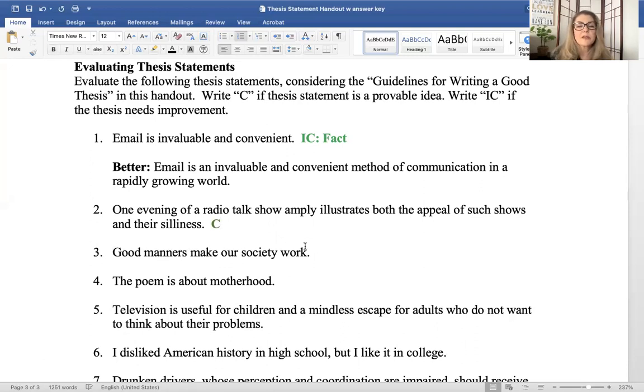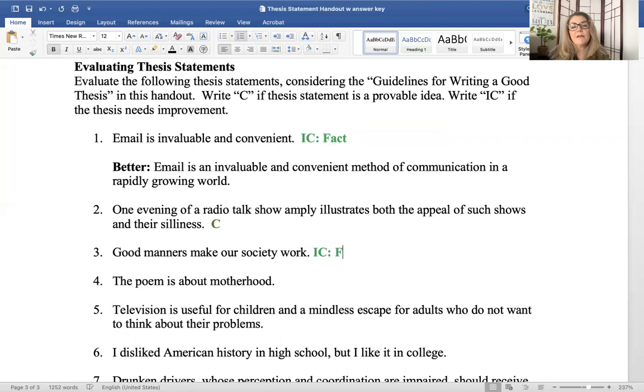Good manners make our society work. And that's like, okay, well, how? Why? The WH questions, right? So we're going to say that's IC, and that's really because it's vague. Okay, I got my different color here. I like my colors to be the same. So let's see. There we go. But it's not going to be a fact. It's vague.